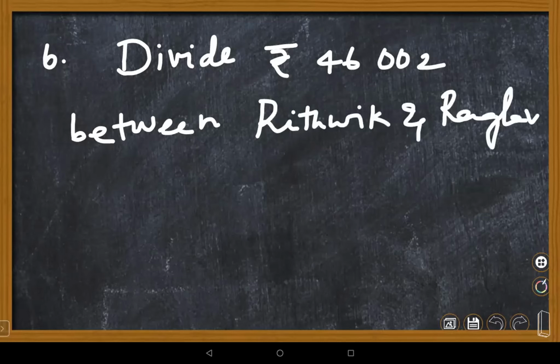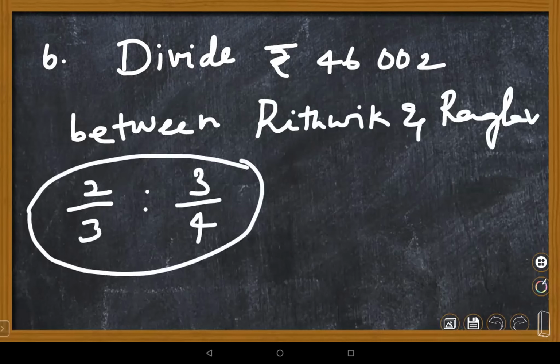How are you supposed to divide in the ratio of 2 by 3 is to 3 by 4? They're given in fractional form, children. That is the clue here, that is the trick here. You need to divide between Ritvik and Raghav in the ratio 2 by 3 is to 3 by 4.